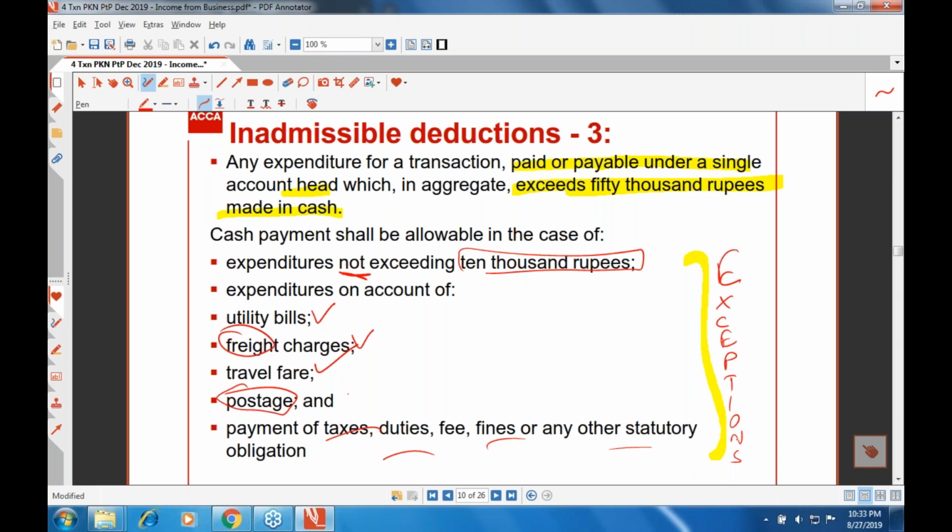Now, number one. For example, I made payment to my supplier in cash of let's say 90,000, but none of the invoices was more than 10,000 rupees. Then my payment in cash is an allowable expense. If I made a payment to my supplier of 60,000 and that was one single payment, that will not be allowed. And if you make payments of utility bills, fines, penalties, taxes, ticketing costs, transportation costs, etc., in cash, they are all claimable expenses.